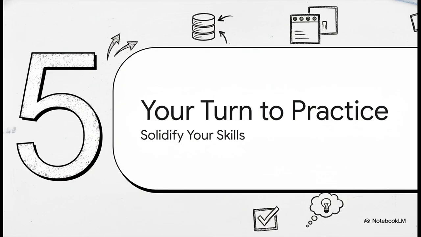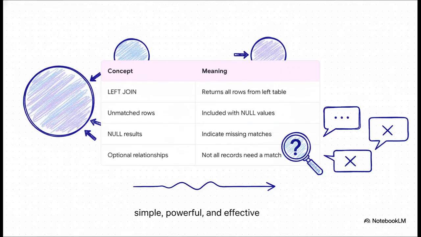All right, we have covered a ton of ground. But the absolute best way to make this knowledge stick is to actually put it into practice. So let's do a super quick recap. A left join keeps everything from the left table, no exceptions. Unmatched rows aren't deleted, they just get null values. And that null is your big clue for finding missing connections. It's simple, powerful, and incredibly effective.